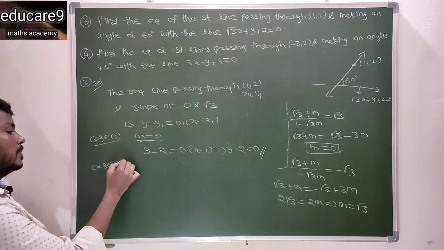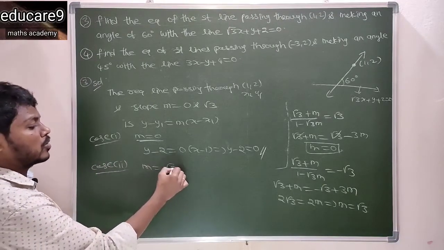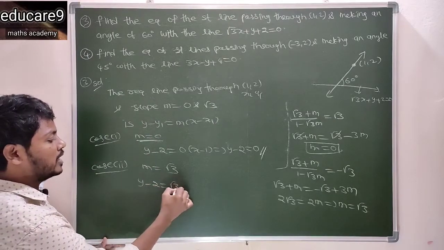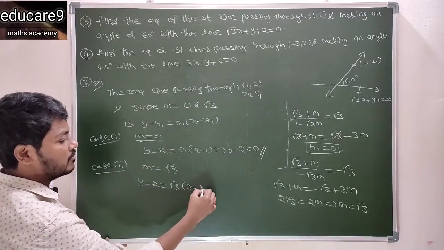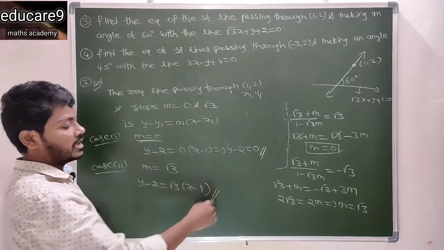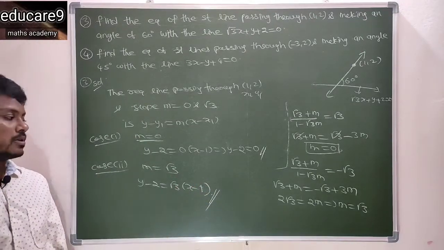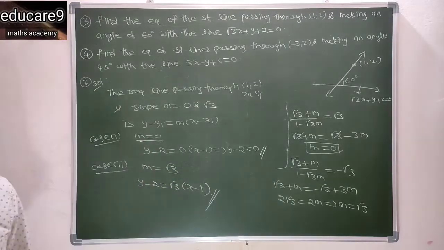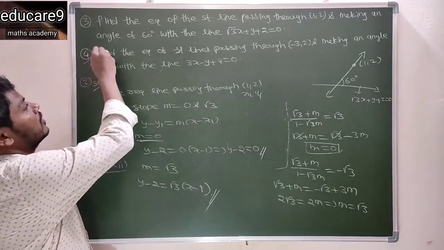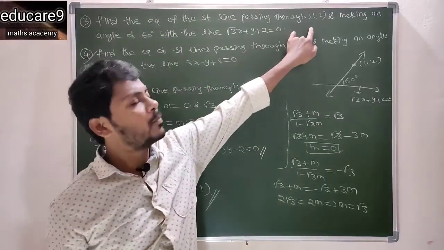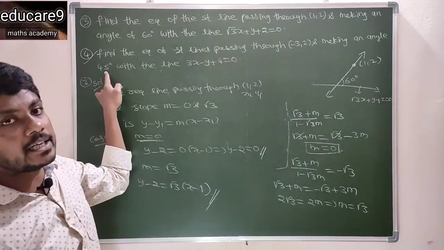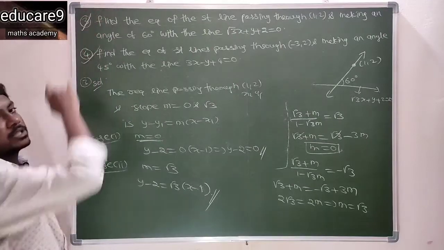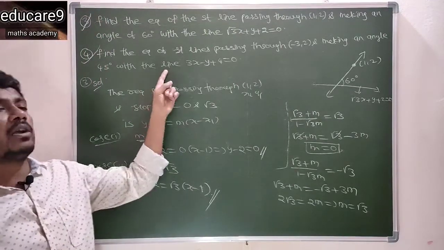And case 2. So what is the m value? Root 3. So substitute here, what you get? y minus 2 is equal to root 3 into (x minus 1). Okay. So this is another straight line equation. So these are the required straight line equations. So here fourth question, find the equation of the straight line passing through the point and making an angle 45 degrees with this line. So clearly this is similar to the third question. So try to solve the fourth question.